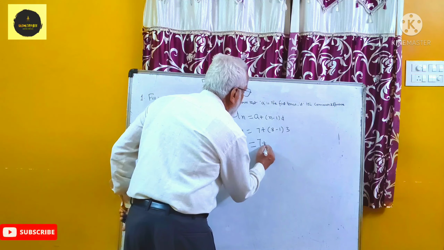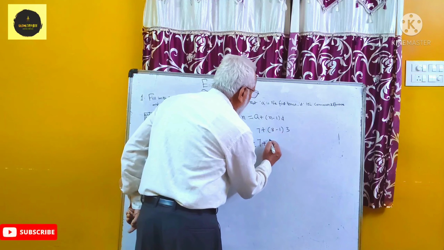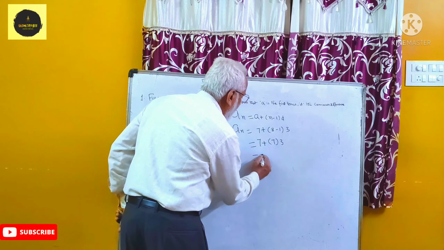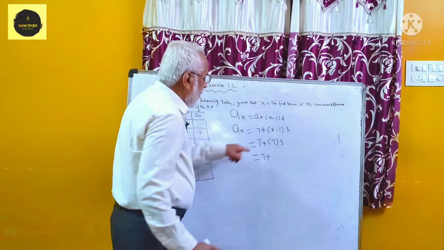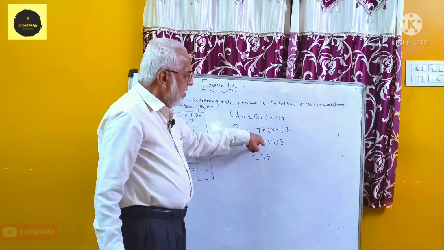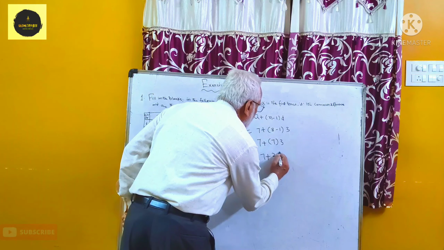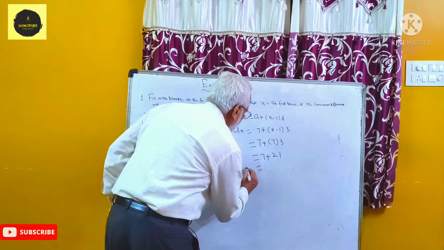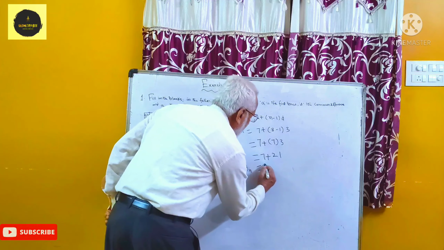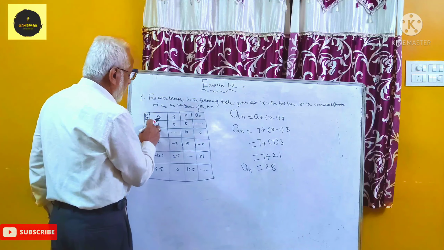So again, write 7 as it is, plus (8 - 1), how much do you get? 7. That means 8 minus 1 is 7, into 3. Then again 7 plus, what do you have to do? We have to remove the bracket. In the bracket we found 7, and 7 into 3 is 21. Then an = 7 + 21, which is 28.